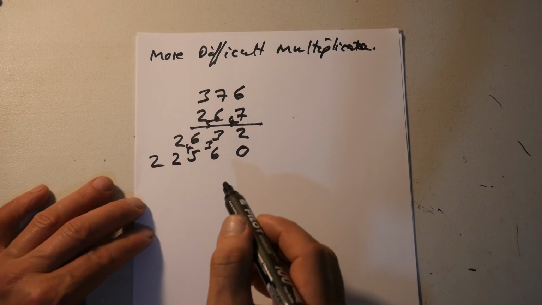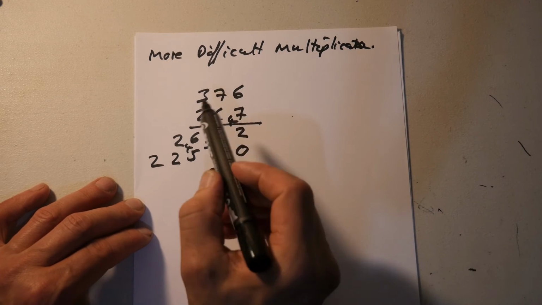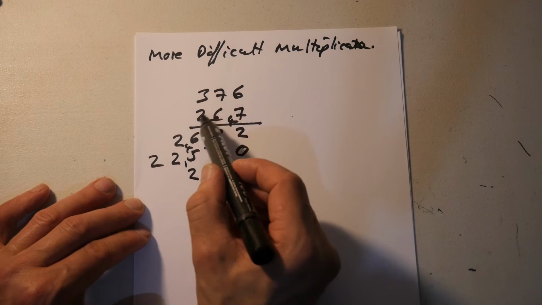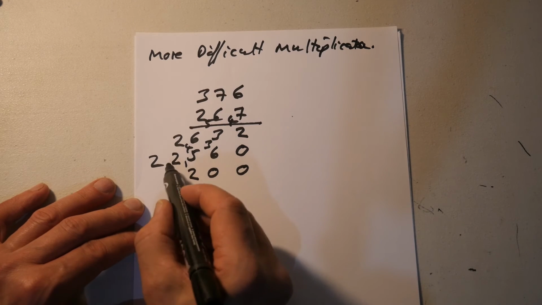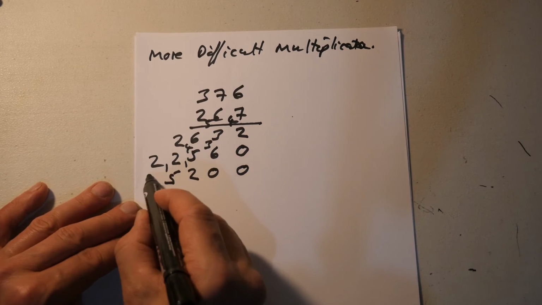Okay? And then as you're working with the hundreds column, you put a 0 there and a 0 there. So 6 times 2 is 12. 7 times 2 is 14, plus 1 is 15. 3 times 2 is 6, plus 1 is 7.